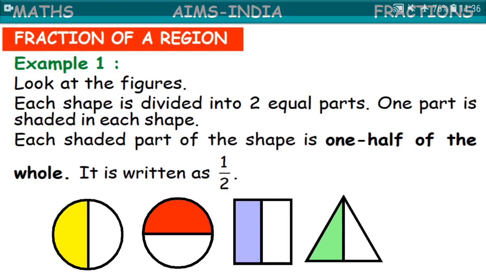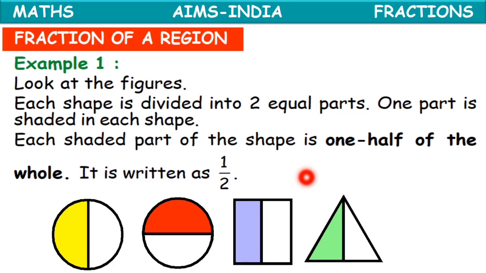Now fraction of a region. Example 1. Look at the figures. Each shape is divided into two equal parts. One part is the shaded shape. Each shaded part of the shape is one half of the whole. What are they saying? Fraction of a region. Again, what is a region? Region is one single object which is divided.